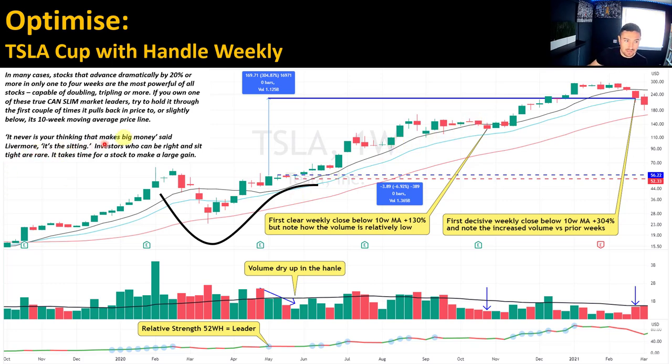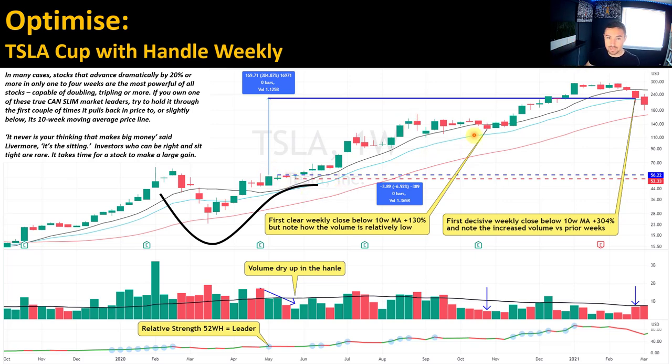It is never your thinking that makes the big money, said Livermore. It's the sitting. Investors who can be right and sit tight are rare. It takes time for a stock to make a large gain. So you're going to learn about the 8-week hold rule, which is basically if a stock in a short period of time, one to four weeks, can go up about 20-25%, O'Neil would then try and hold it for 8 weeks, and then he would decide whether or not he's going to play it for a bigger move.